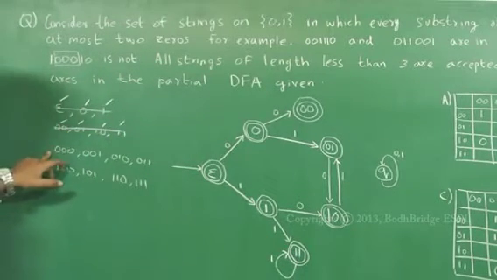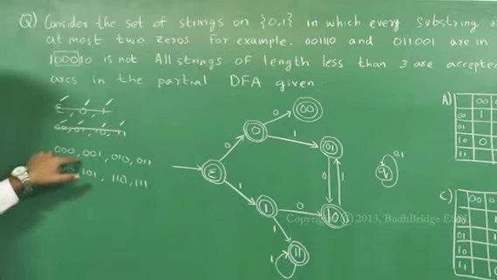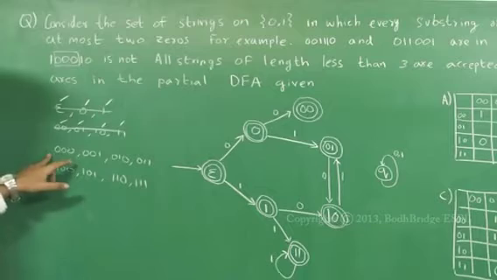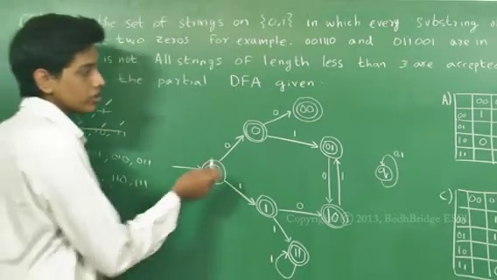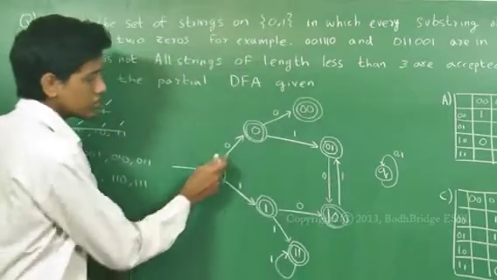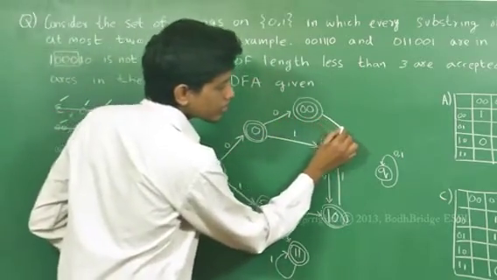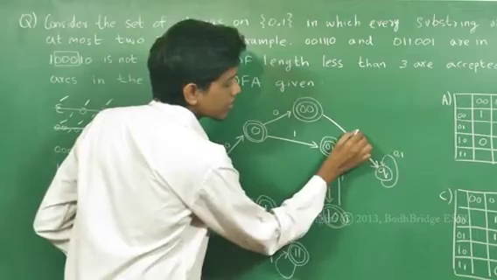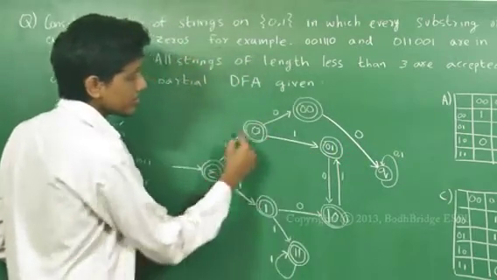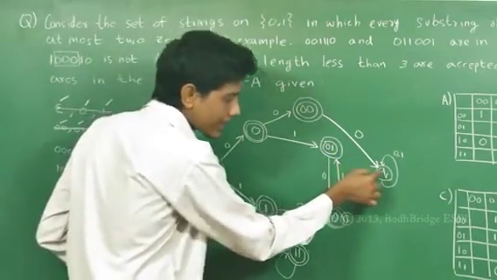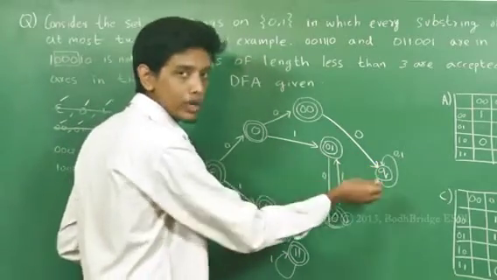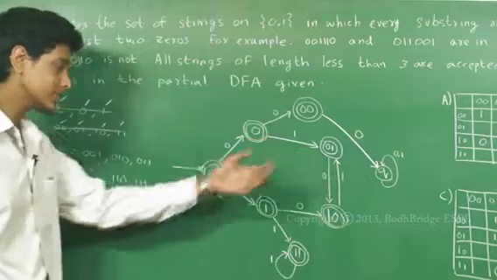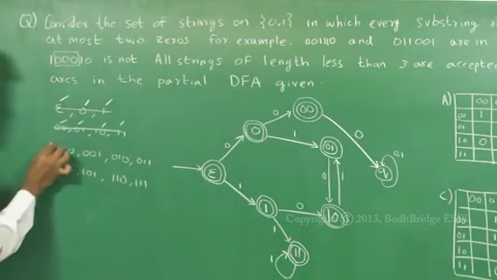Next is 000. Now 000 should not be accepted because this is a string of length 3 which has more than 2 zeros. The question says that it can have at most 2 zeros. So basically 000 should go into a non-accepting state. So 00 should go into a non-accepting state. So what happens is, if you get 000 anywhere, it will go here, it cannot come out of the state Q. So basically it gets trapped in the state and this string will not be terminated at all. So it's not a valid string. So now we have handled this.